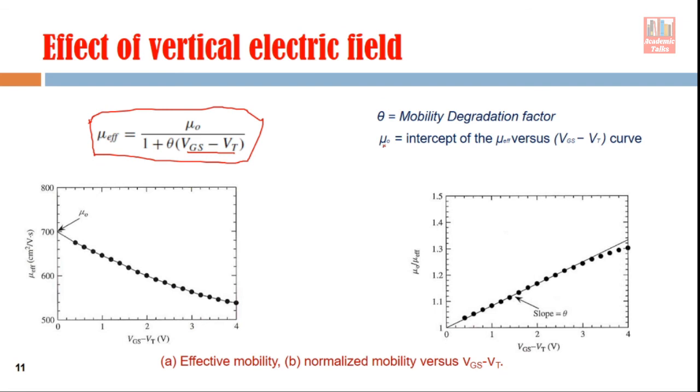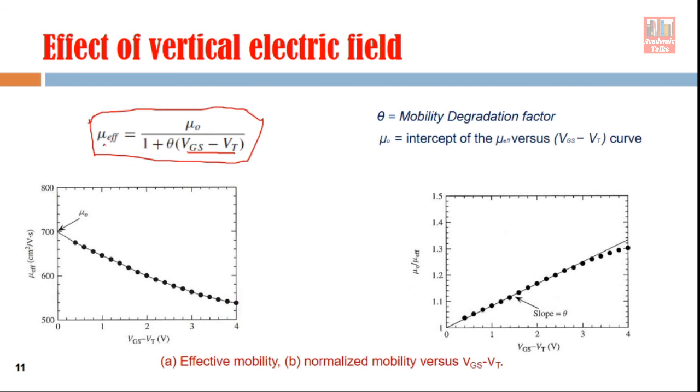This mu naught is the intercept of this curve. You can see here, if the gate voltage VGS minus VT is changed, the effective mobility is plotted here, right? So this mu naught is this particular point. Now, if you talk about this theta, theta is actually the slope of this graph.